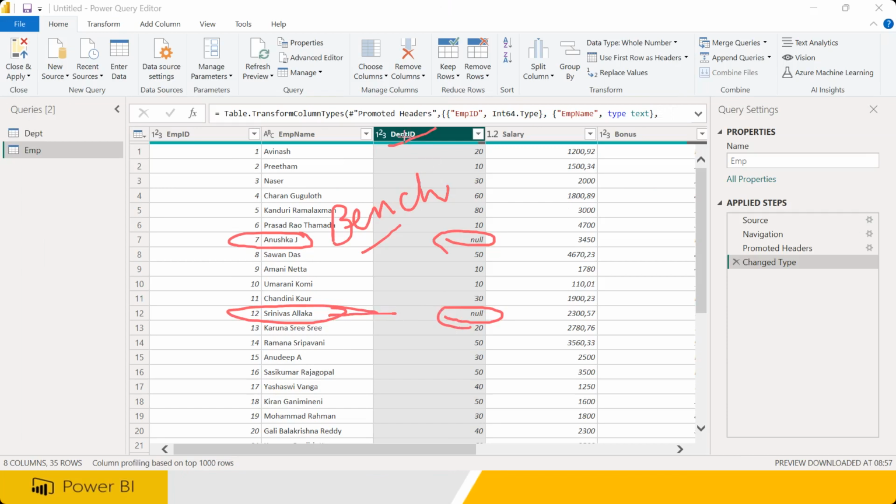So in the employee table, how many people are there in total? 35 people are there. Out of 35 people, only 33 people are matching data. Two people are unmatched data. You can understand, in the employee table there are 33 matching rows because two rows are not matching, they are nulls. Clear? Two rows are unmatched data in this table.